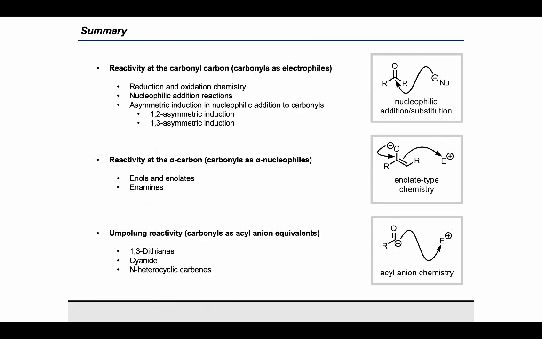So in summary, we've looked at an overview of three key aspects of carbonyl chemistry. We've seen how the electrophilic carbonyl carbon reacts with nucleophiles, how the nucleophilic alpha position reacts with electrophiles, and how the electrophilic nature of the carbonyl carbon can be reversed to generate acyl anion equivalents through Umpolung chemistry. As I said at the very start, there's much more to carbonyl chemistry than we've covered here, but I hope this talk has inspired you to learn more.